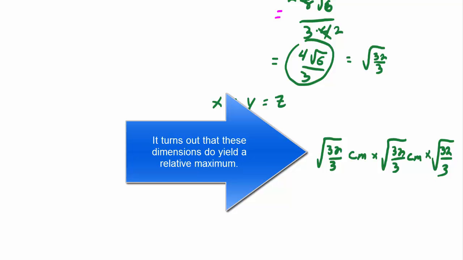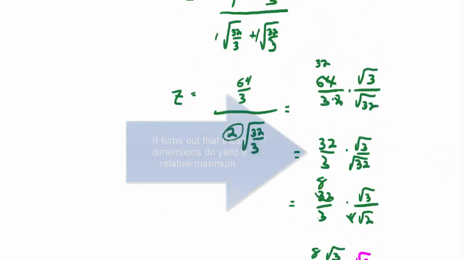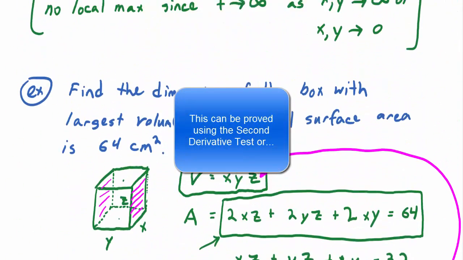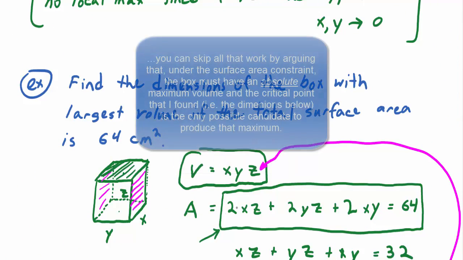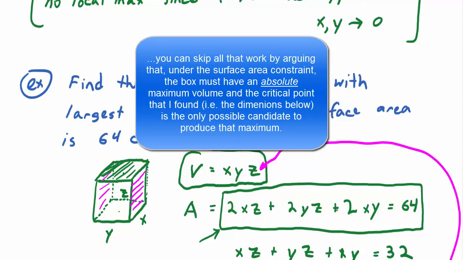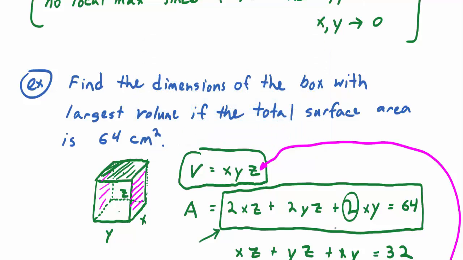Not surprising, right? But here's the thing, guys. In the homework, the box is going to be an open face, which changes this equation, right? You would only have one x times y in the equation when it's an open box. You'd only have one of these, right? And then it's not a cube anymore, okay? So you can't count on it being a cube.